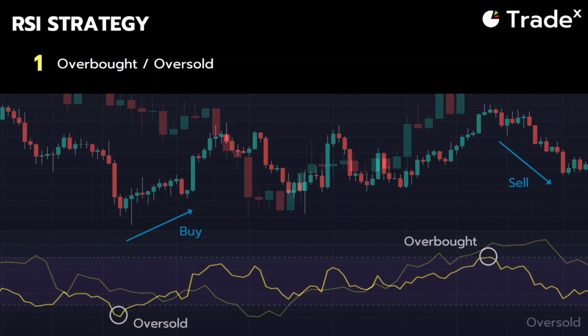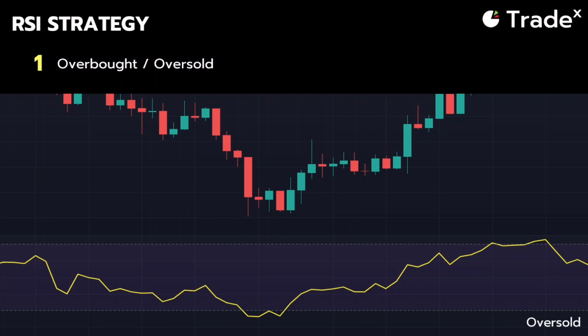Please note that we do not usually enter a position immediately when RSI enters either zone. Instead, we wait for the RSI to exit the oversold or overbought zone before executing the trade. This approach helps to confirm the potential reversal and reduce the risk of false signals.